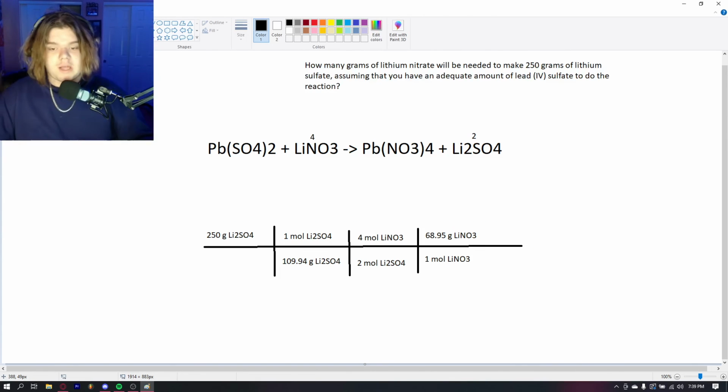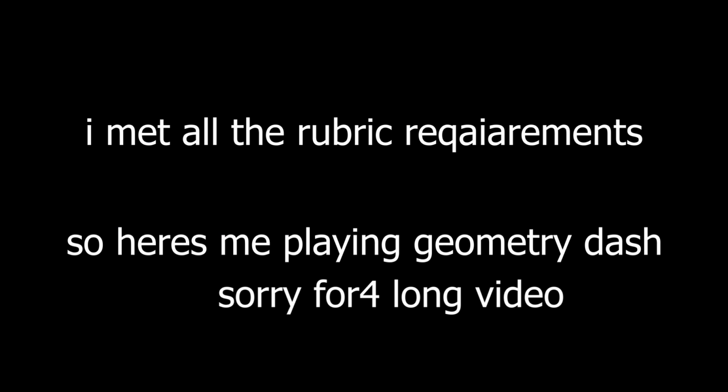So for everything on the top row, I got 68,950. But we're not done yet because we have to divide that by everything multiplied on the bottom row, which would be 109.94 times 2. So it would be 68,950 divided by 109.94 times 2, which comes out to be, I think, 1,254.32.